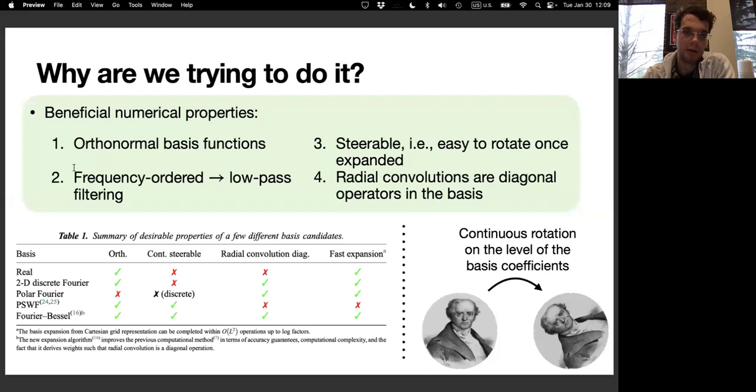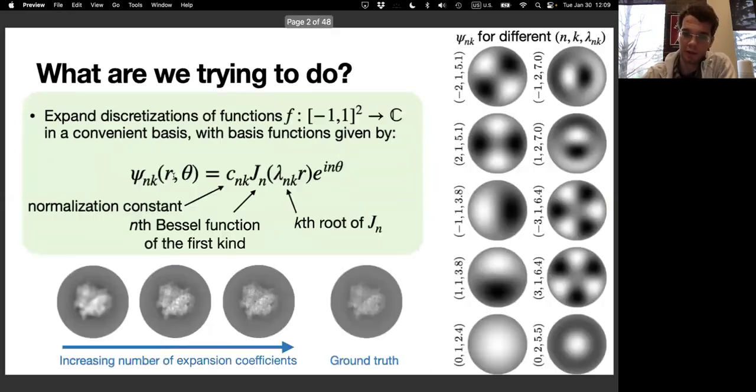Secondly, this lambda parameter is associated with a physical frequency. So if we arrange all these functions in order of increasing lambda nk, not increasing n, not increasing k, but increasing value of lambda nk, then we get a notion of being able to do low-pass filtering. That's what I did here. This bottom figure has the fewest number of coefficients and also just the lowest lambda nk. And then we can increase them.